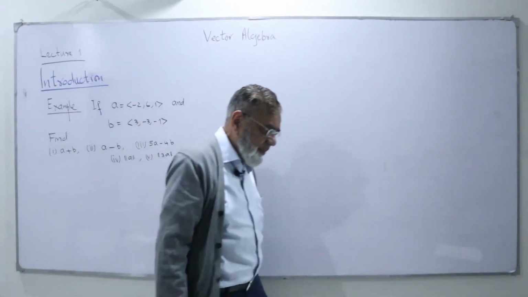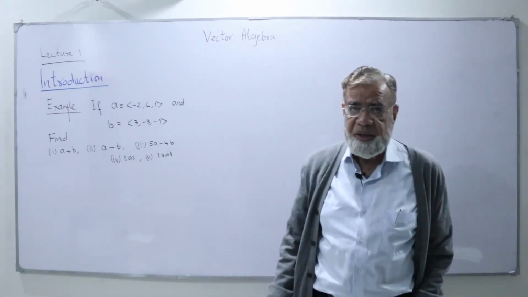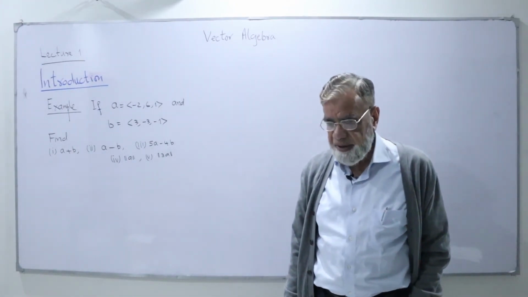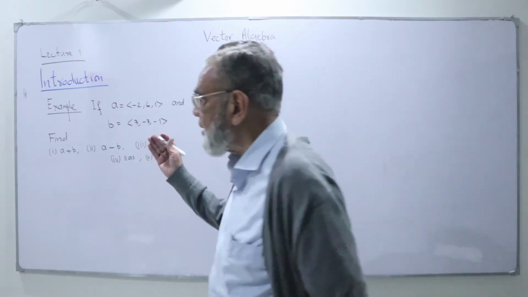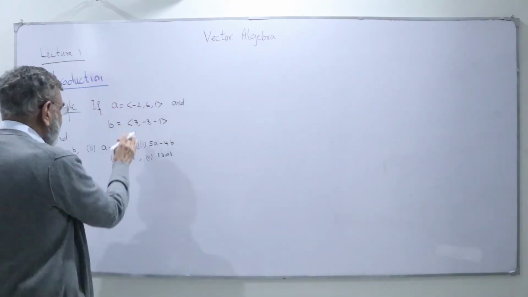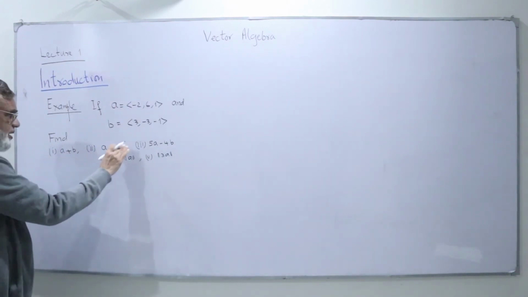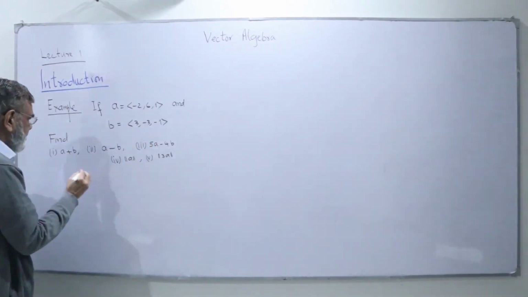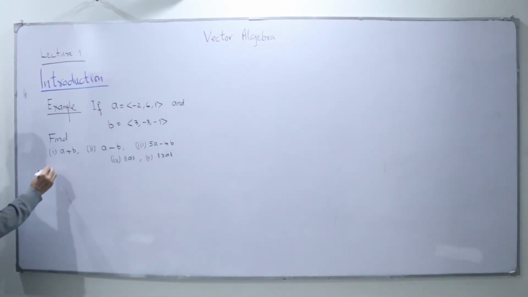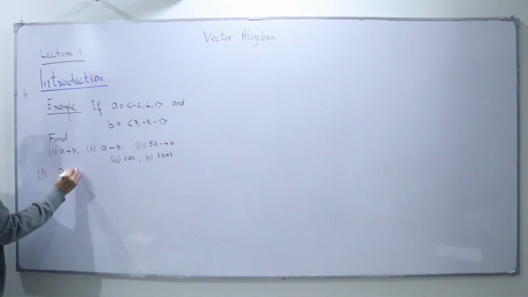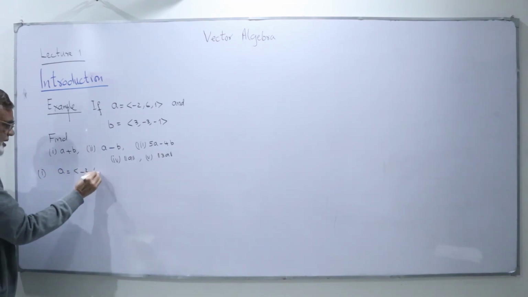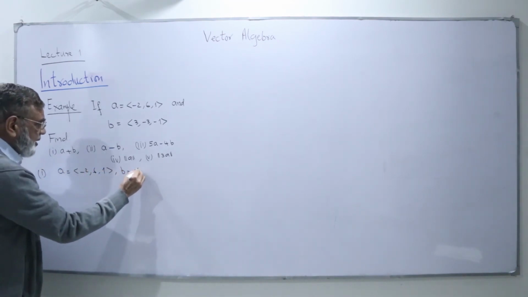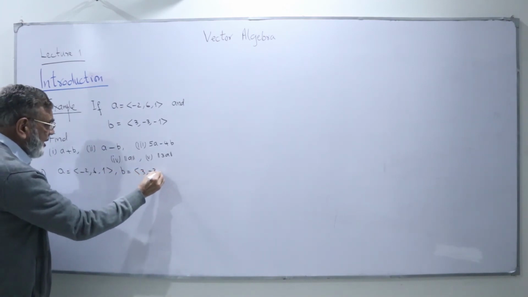I'm going to give you an example in which we will use all the ideas we have just developed as the properties of vectors. So my example is that we are given two vectors A and B. We want to find the addition, subtraction, scalar multiplication and magnitude of these. We take number 1. We are given vectors A and B. Vector A is (minus 2, 6, 1), and vector B is (3, minus 3, minus 1).